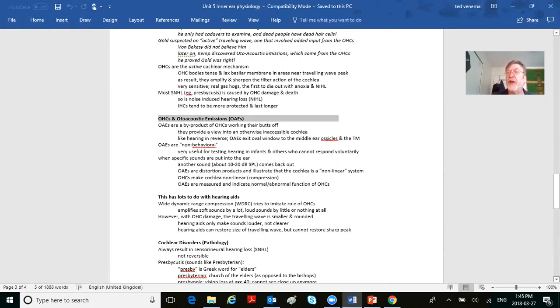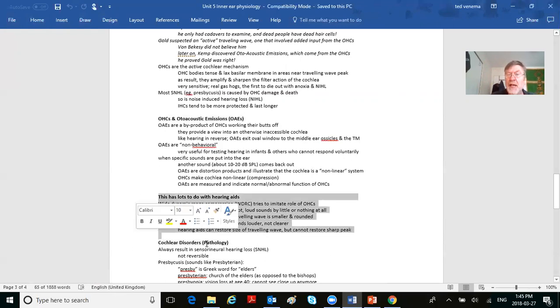The outer hair cells are amplifying what sounds? Soft sounds. Outer hair cells aren't playing any part with 80 dB SPL sounds coming to the ear. They only play a part with 10, 20, 30, 40 soft sounds. It's for those sounds that they amplify the traveling wave. Okay? Now this has lots to do with hearing aids. You can see what I'm graying out here.